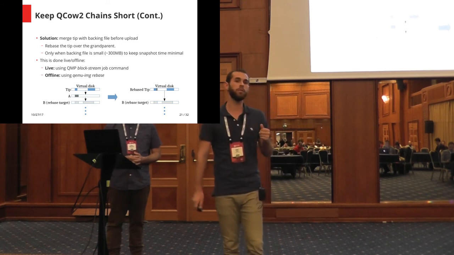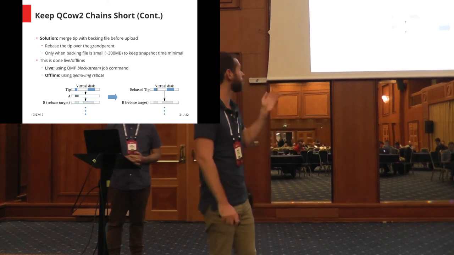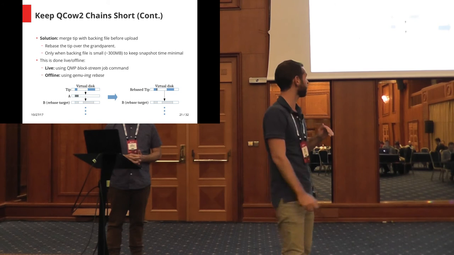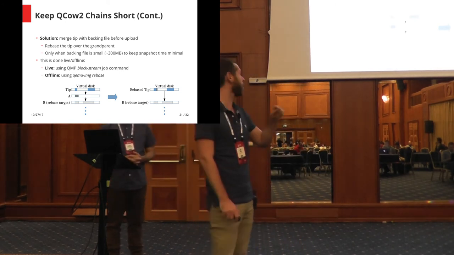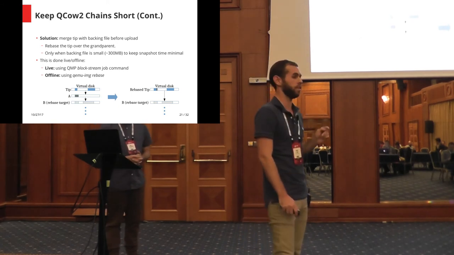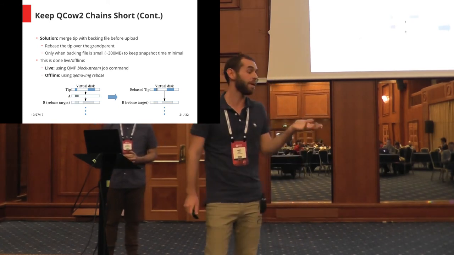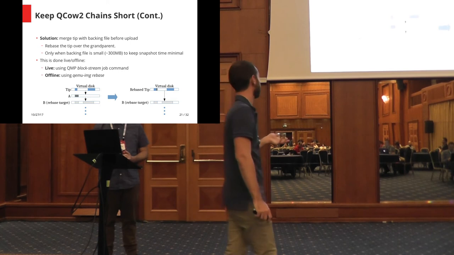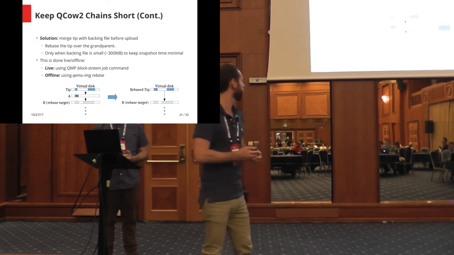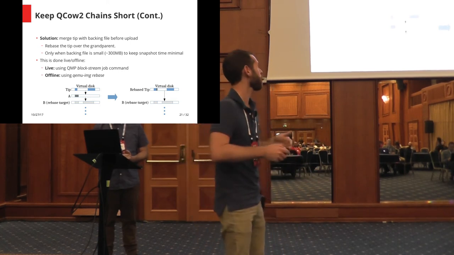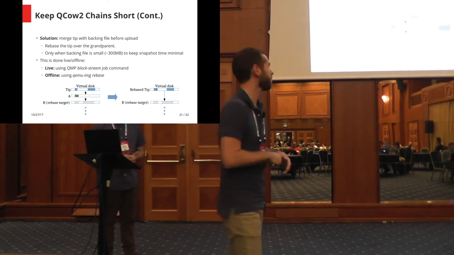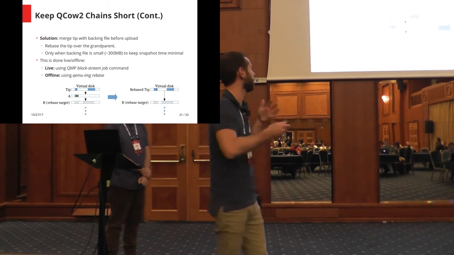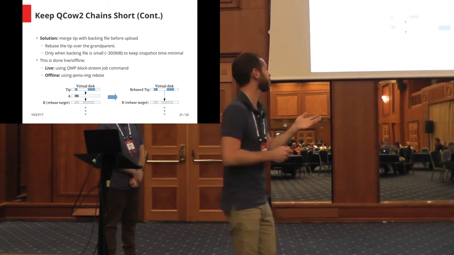But we can do it only when the tip is relatively small. We chose a size of 300 megabytes in order to keep the snapshot time minimal. Remember that we have to download the entire parent before we can do this process, and we might not need to during the normal reads of the disk. So this is an overhead, and we're trying to solve most of the cases heuristically. We've seen that usually new writes tend to be less than 300 megabytes, so it's quite all right.